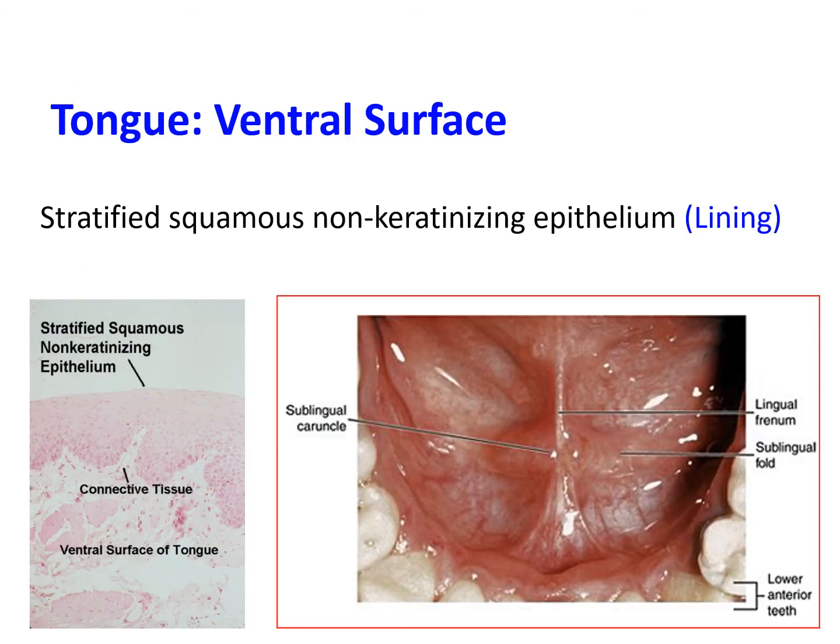The surface of the tongue facing the oral floor is known as the ventral surface of the tongue, and it is lined by stratified squamous epithelium, which is non-keratinizing, so it's quite thin. So it constitutes the lining mucosa, just like the mucosa on the oral floor and the buccal mucosa.